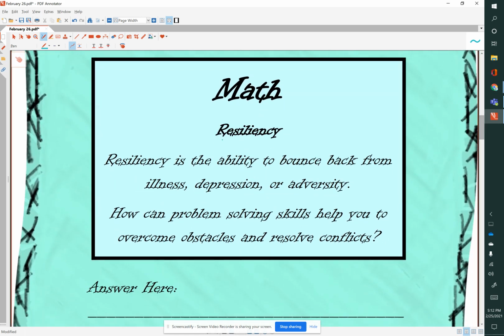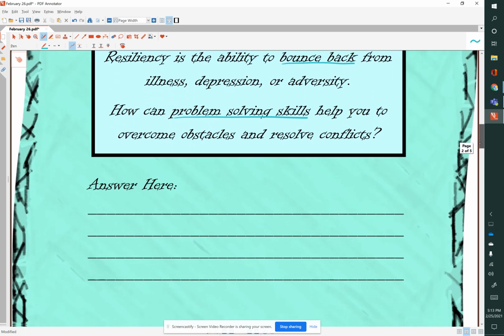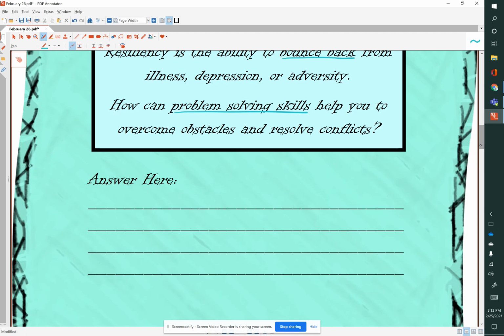So let's talk about resiliency. Resiliency is the ability to bounce back, to be resilient. It could be illness, depression, adversity. And this year you've learned a lot of problem-solving skills. I want you to think about how those problem-solving skills can help you overcome obstacles and resolve conflicts. You've learned mindfulness, you've learned resolution strategies, you've learned how to get along well with others.